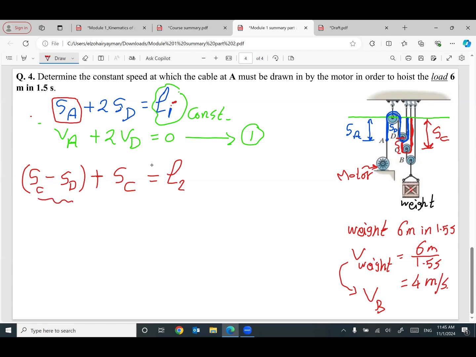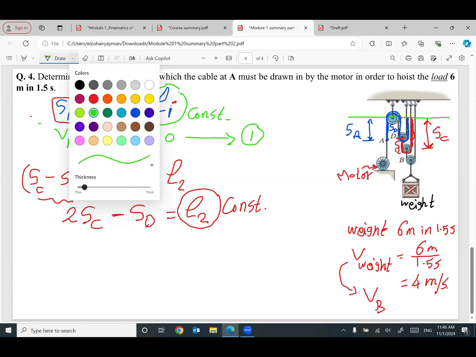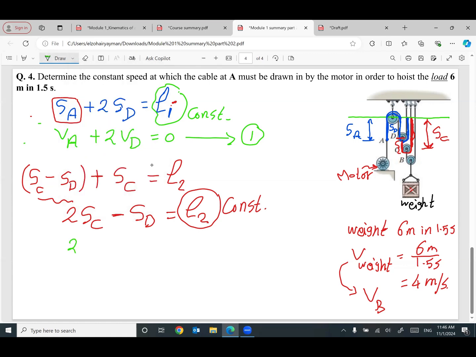Does that make sense? And on the other side, we have SC. So SC minus SD gives you this little part, plus SC equals L2. If you simplify this expression, that means 2SC minus SD equals L2. The length of the red cable is constant. So if you differentiate this expression, it will give you 2 velocity at C minus velocity at D equals 0. And this is equation number 2.